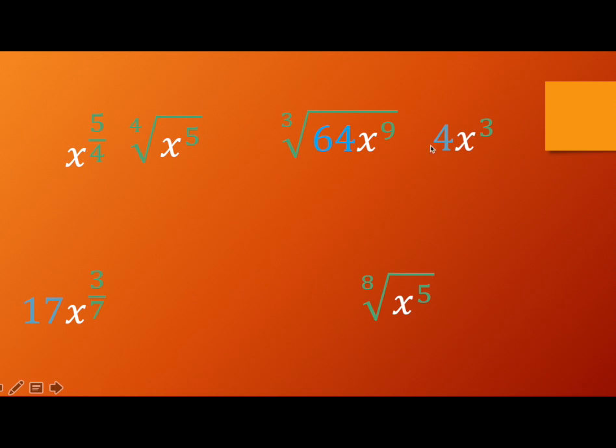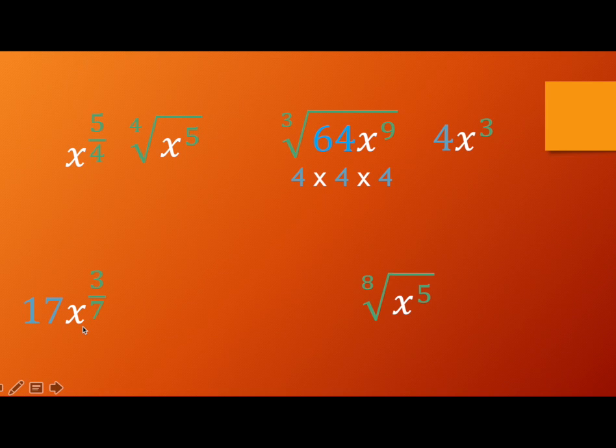This one was a little tricky. We had a cube root of a normal number, 64. We want to figure out what number times itself 3 times gives us 64. This is 4, because 4 times 4 is 16. 16 times 4 is 64. That's how we got this 4. And then when you rewrote this in terms of a fractional exponent, you got x to the 9 over 3 power. When you reduce that, 9 divided by 3 is 3. So that's how we got x to the 3rd. Final answer is 4x to the 3rd.